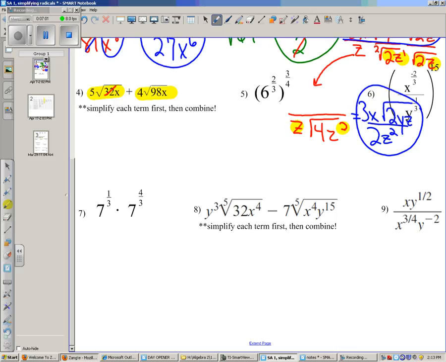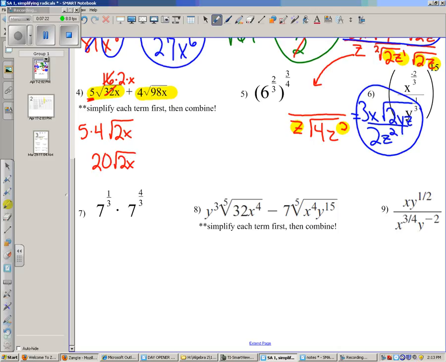32 doesn't have a perfect square root, but it does have factors. I'm going to break this into 16 and 2, and there's the x that was there. So the 16 has a perfect square root. It's going to come out and join this 5. The square root of 16 is 4. And still in the square root is the 2 and the x. And then this turns into 20 with the square root of 2x.